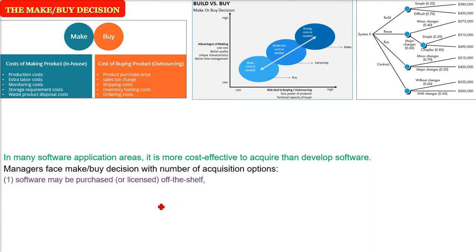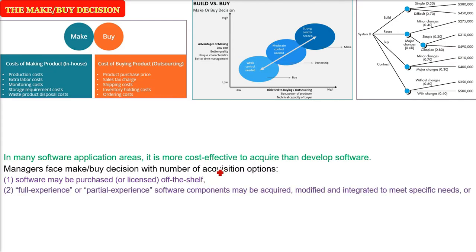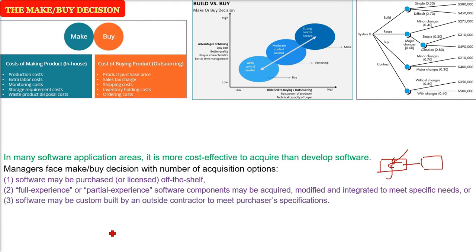First of all, software may be purchased. It can even be licensed off the shelf. Just go and buy. This is the first method, the way you buy from Walmart. Full experience or partial experience software components may be acquired, then modified, and integrated to meet the special needs of your particular application. Software can even be custom built by an outside contractor to meet the purchaser's specifications. So these are the acquisition options.